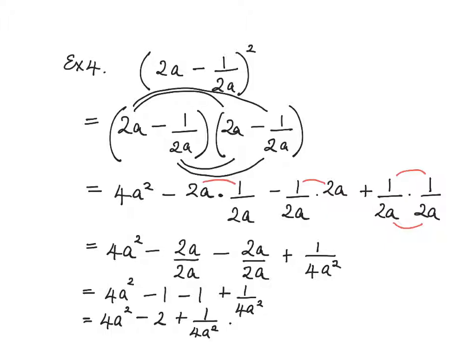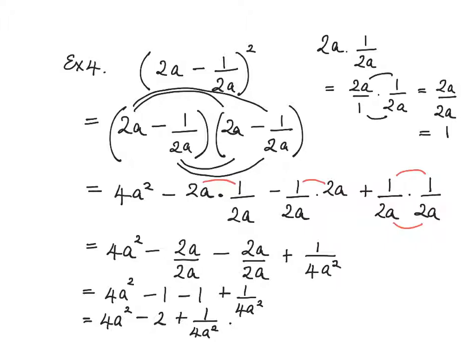To explain the multiplication of 2a and 1 over 2a, we could write the first 2a as 2a over 1. You've seen that sort of thing happening, I think. And then we can see the 2 fractions clearly. Multiplying tops, multiplying bottoms. That gives us 2a over 2a, which, as we saw in the example, eventually simplifies to 1.